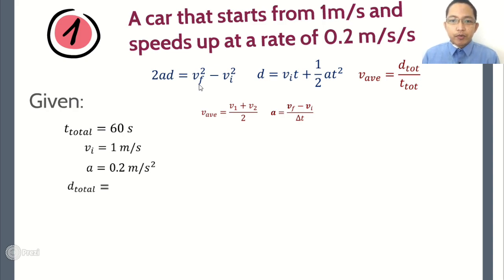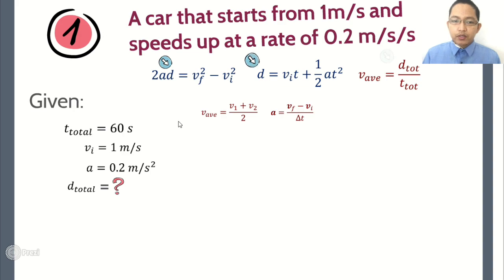Acceleration is 0.2 meter per second squared, and we are required to find the total distance. When you are doing this style, I suggest you line them up that way, because the next part is you inspect your formula and find the one that has these variables. Start with the one that you need, distance total.